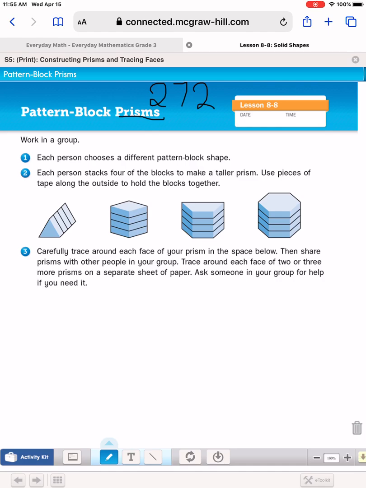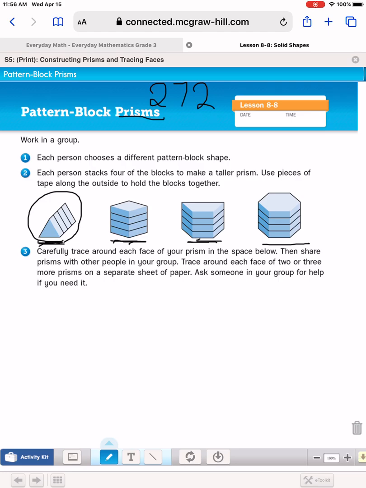So the directions aren't really going to work for us, but you do see that there are 1, 2, 3, 4 prisms on the page, and they've created these prisms by stacking up pattern blocks. So if we were in class, I would have you stack up these pattern blocks to make these prisms, but since we're not, we're just going to observe what's on the page. Would you focus first on this prism? I'm wondering which shape pattern block they used to make this prism.